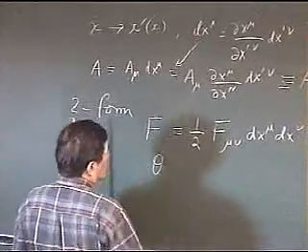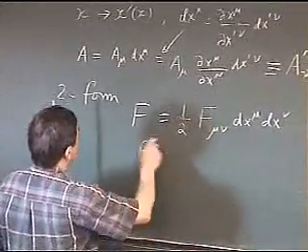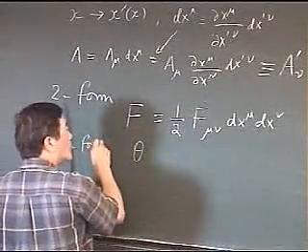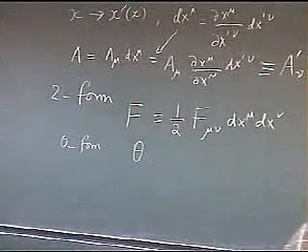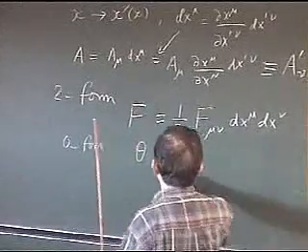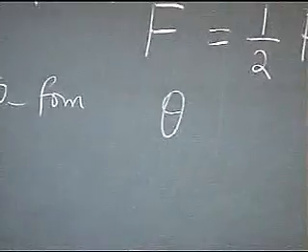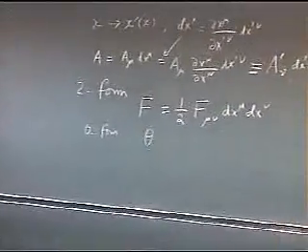Similarly, theta would be a zero form. A zero form has no dx associated with it, so just a theta. So just an ordinary function of x is a zero form. A zero form is just fancy language for an ordinary function.